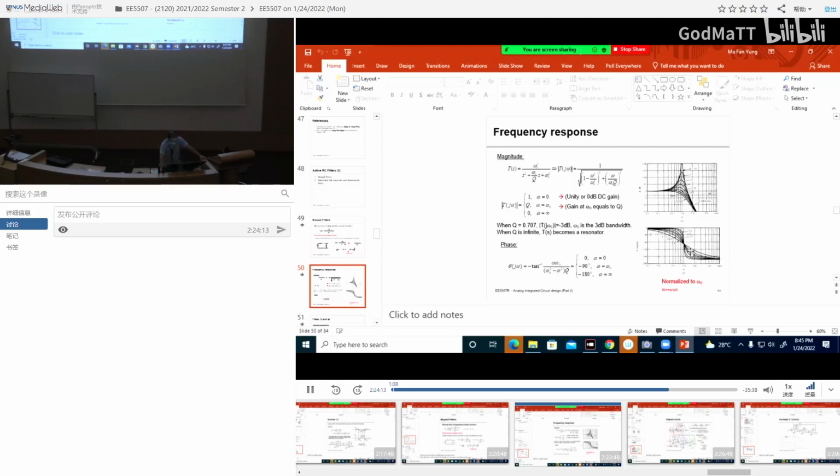Similarly for the phase, depending on the value of Q, the phase transition is also different. The bigger the value of Q, the sharper the transition.